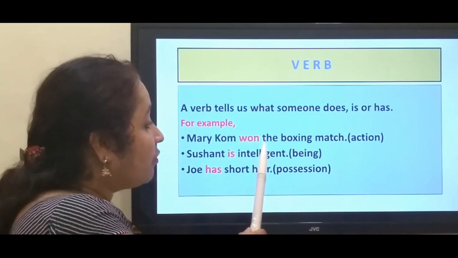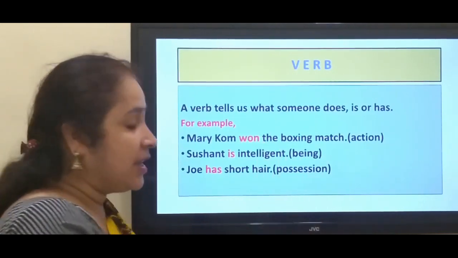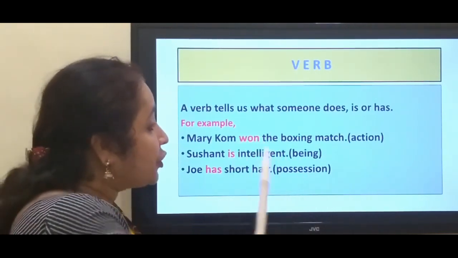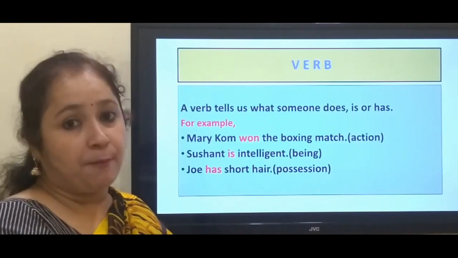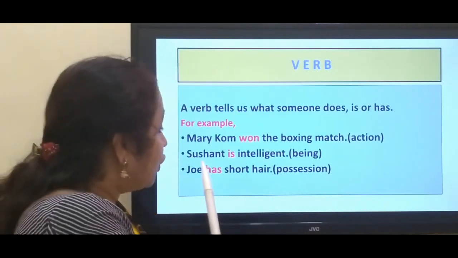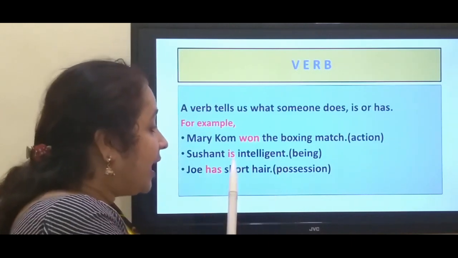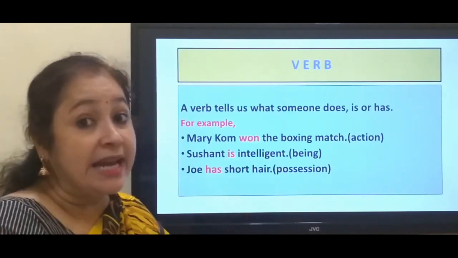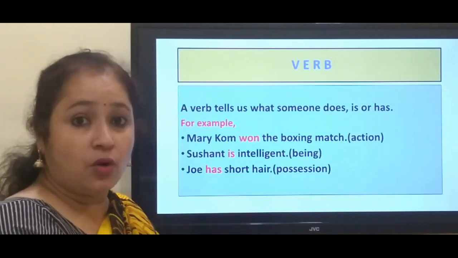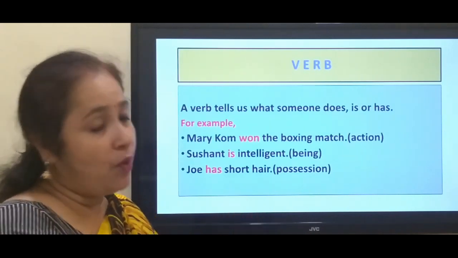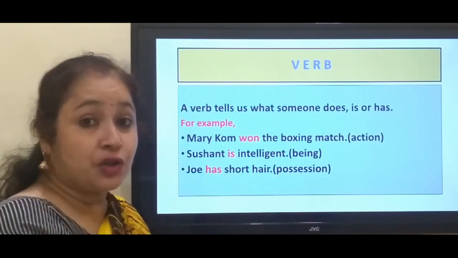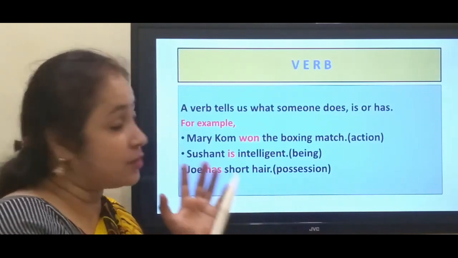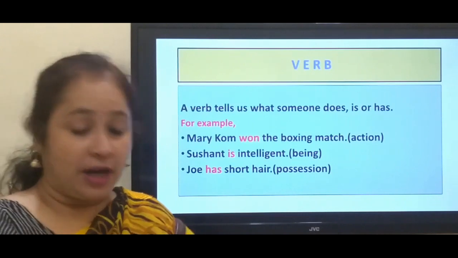Mary Kom won the boxing match. In this sentence, won shows the action of subject. So, it is an example of verb. Sushant is intelligent. Here, is shows being of a subject. So, it is an example of verb. Joe has short hair. Has shows possession. So, it is also an example of verb.